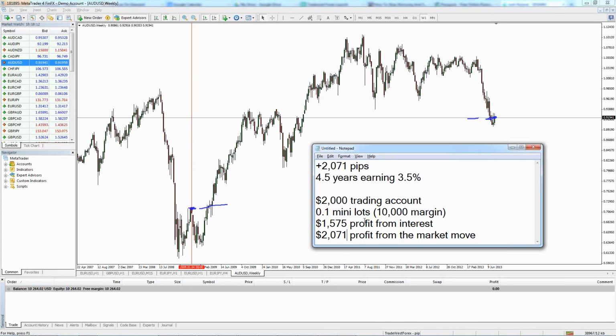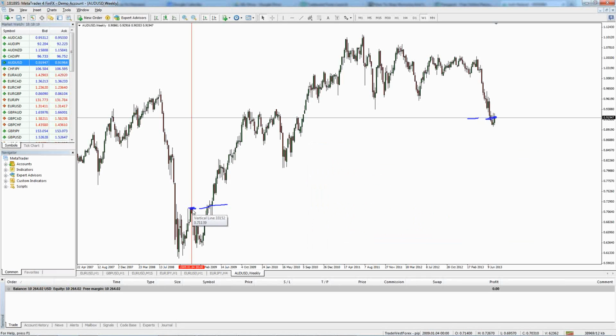Now, like I said though, this doesn't always work out that way. What if, for example, you didn't see it when it started back here, and maybe you didn't buy into it until somewhere here in 2011. Okay, let me go back to the Forex Factory page here.